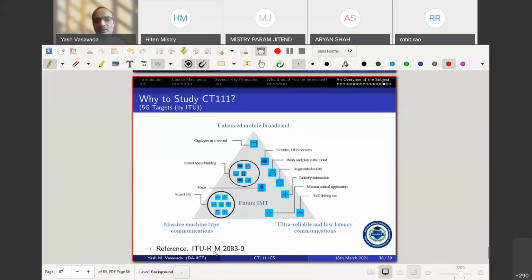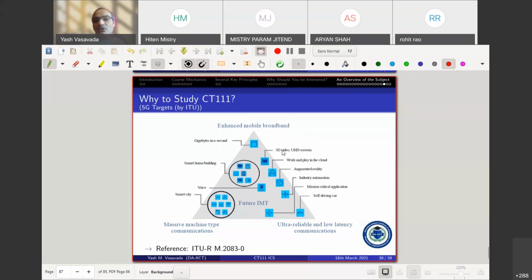This is another way to represent the vision of the 5G system, and you can get this from this ITU-R document. What this vision says is that there is going to be a triangular type of objective with 3 vertices. One is called enhanced mobile broadband. This is what I already mentioned to you, that you should be able to get a very large data rate, maybe even as much as gigabytes per second on your cell phone.